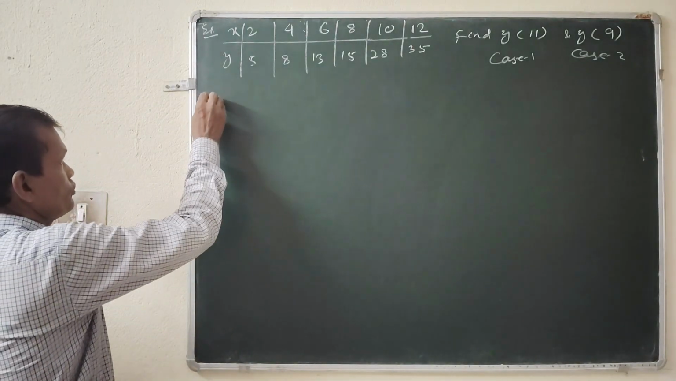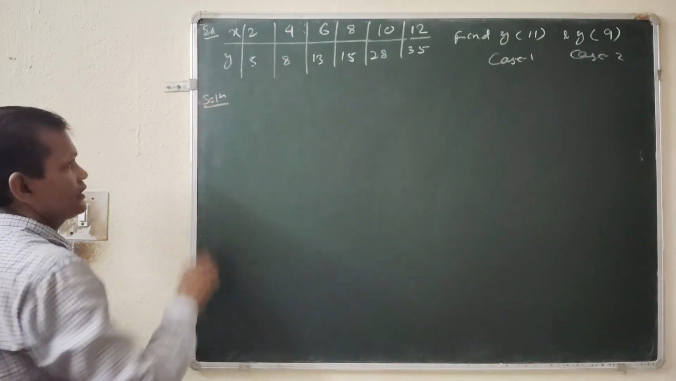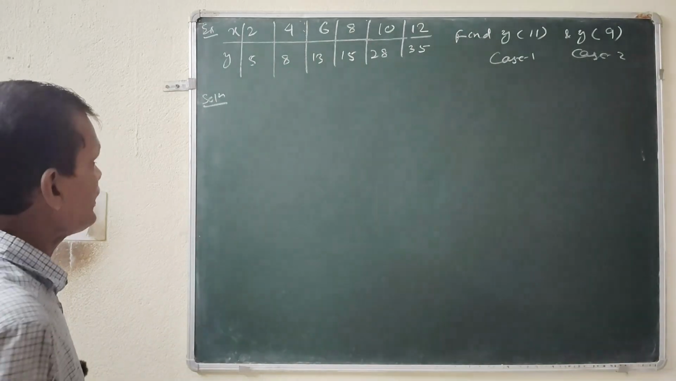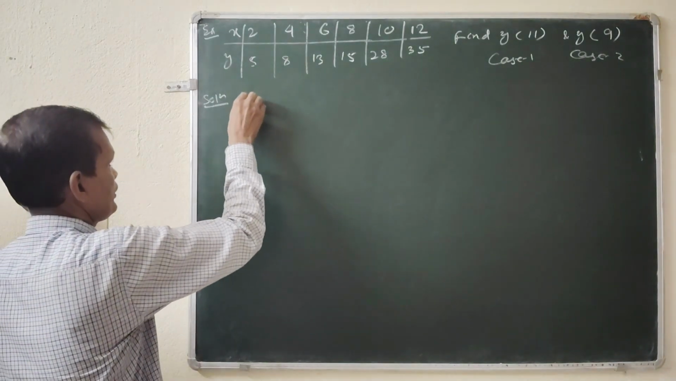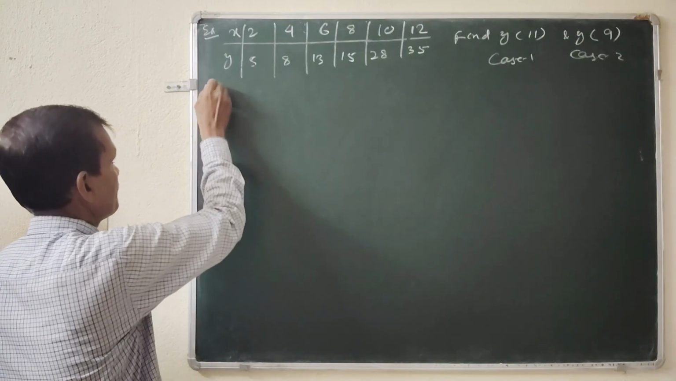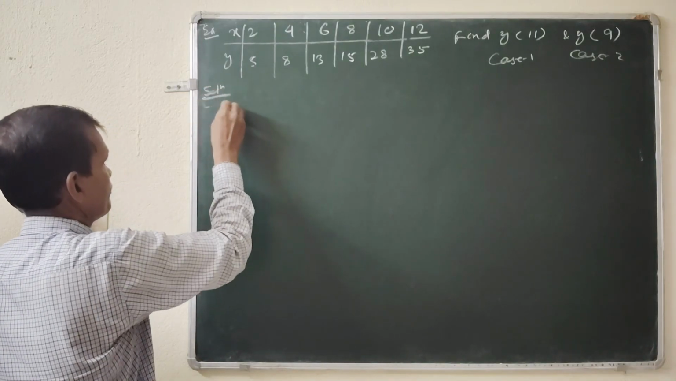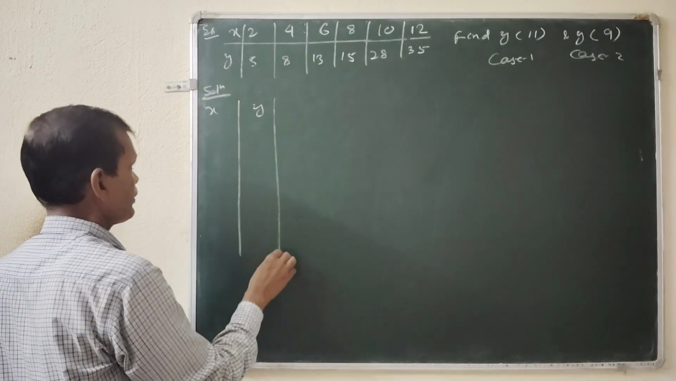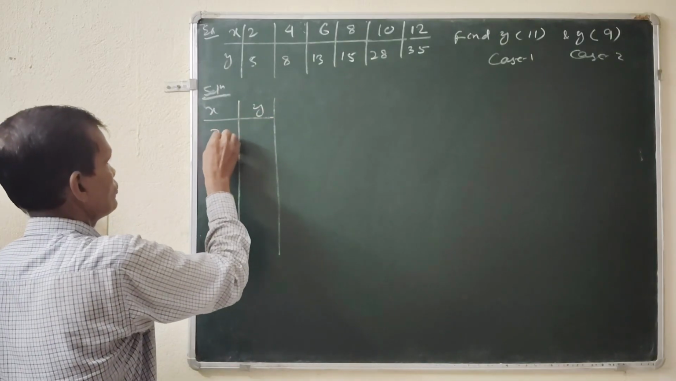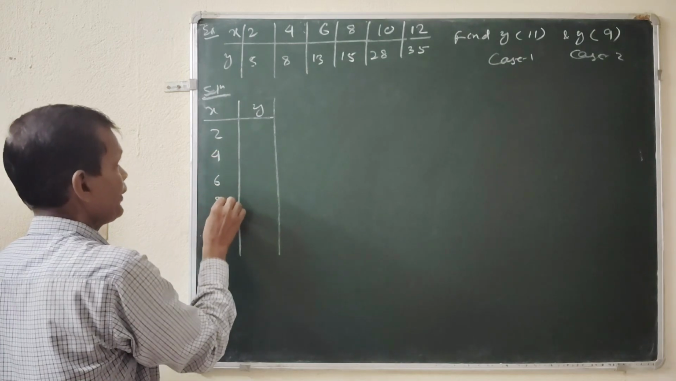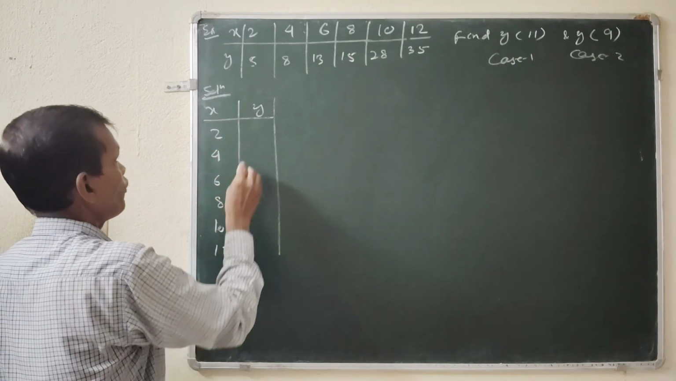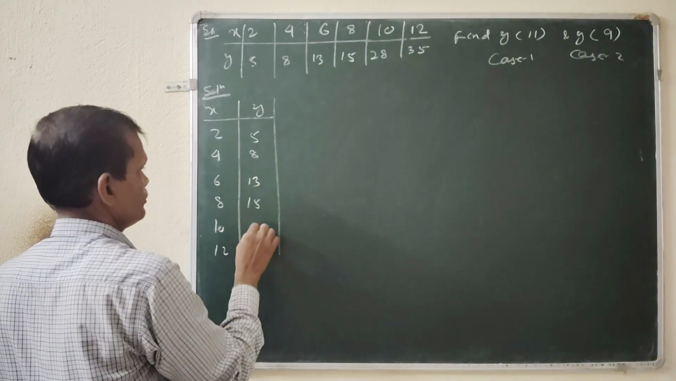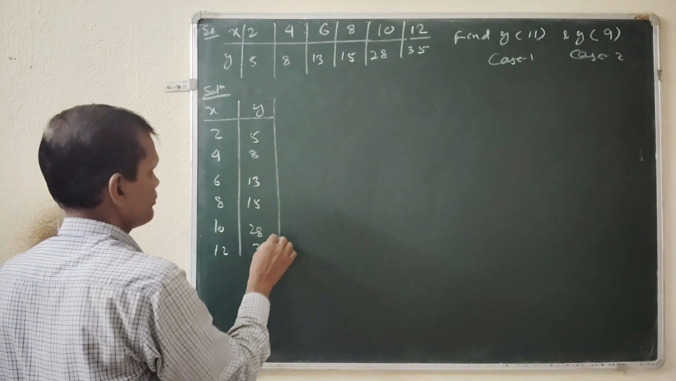Then we start the solution process, because once we decide which formula we will use, accordingly we will make the table and formula. So make the table. This is x, and this is y. Okay, so x is 2, 4, 6, 8, 10, 12. Y is 5, 8, 13, 15, 28, 35.